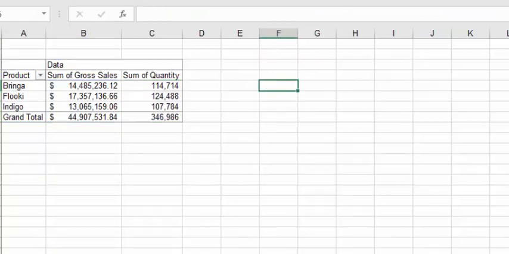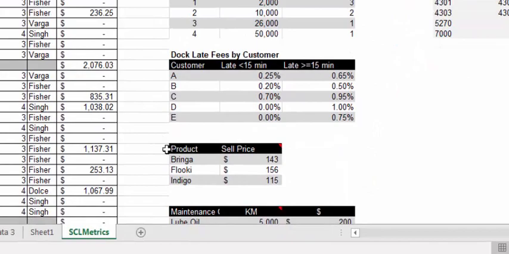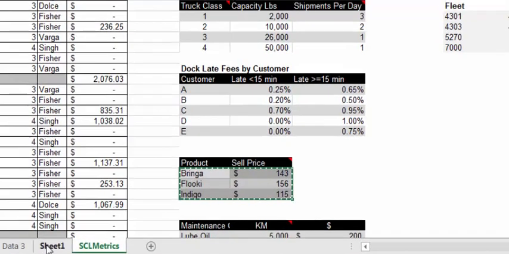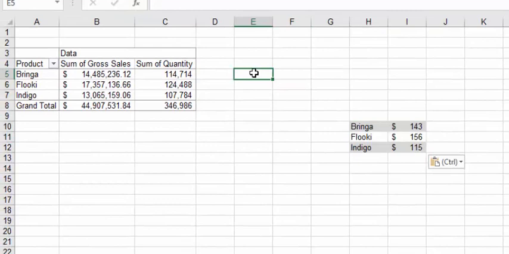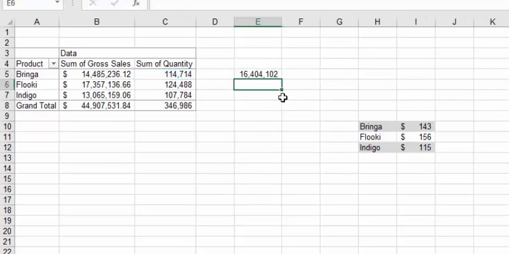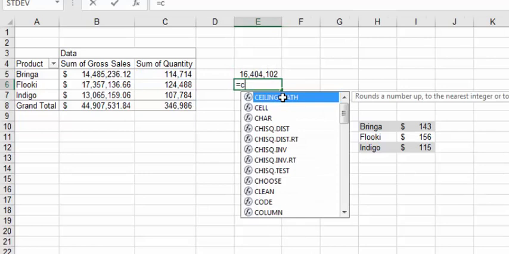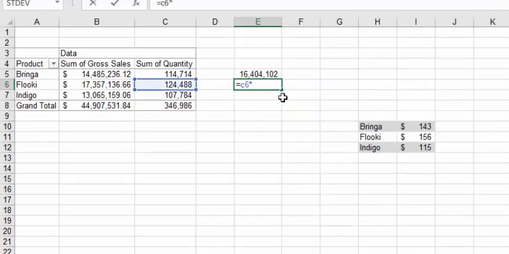And I just have to go back to our data just to make sure that the prices are there. I'm just going to copy and paste this because I forget. So let's paste it over here. Now, Bringa, we sold this quantity, C5, and we sold it for $143, right? Fluky, we sold C6 times 156. That's what we're supposed to sell it for. And the last one is Indigo, C7 times 115. So take a look. This is the quantity times the price we're supposed to sell it for, but we sold it for this price here.